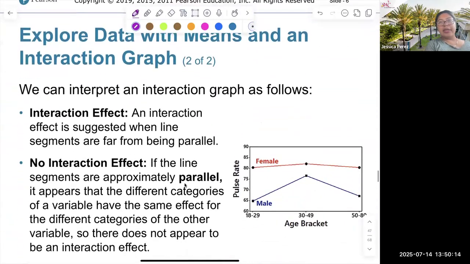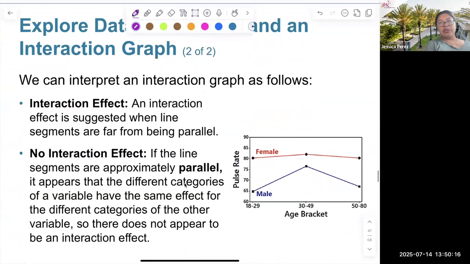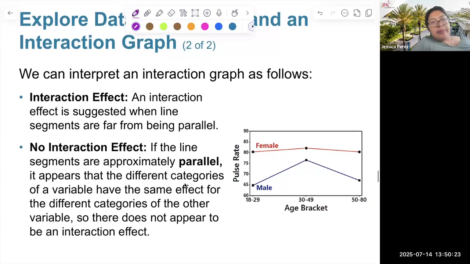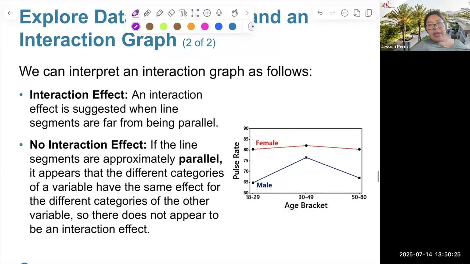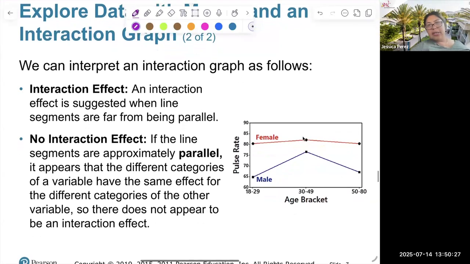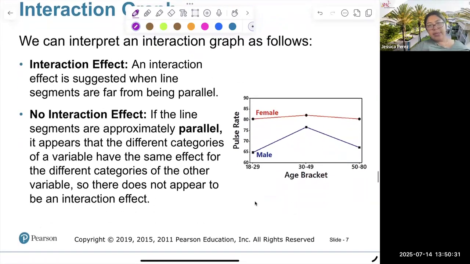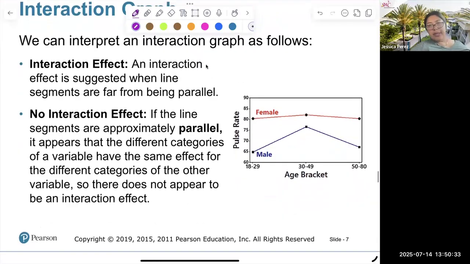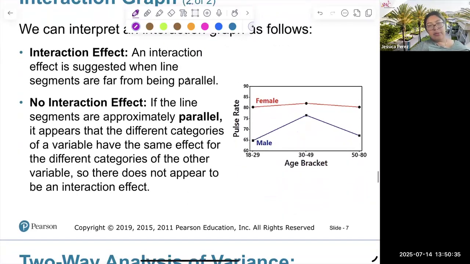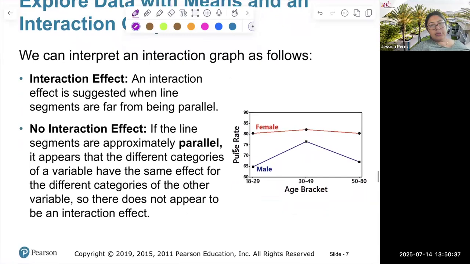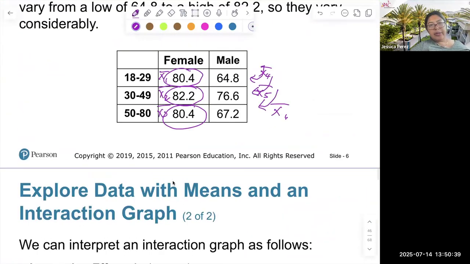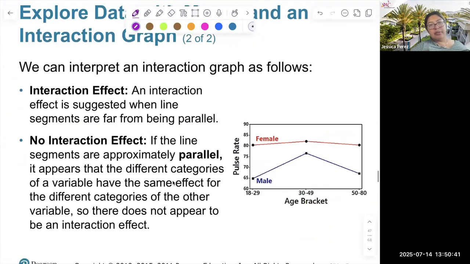So if we look at the interaction, an interaction effect is suggested if the lines are not parallel. There's no interaction if the line segments are approximately parallel. Right here, we're looking at the age gaps, and the differences between the means. So they are significantly different, but there's no interaction. There does not appear to be an interaction effect.